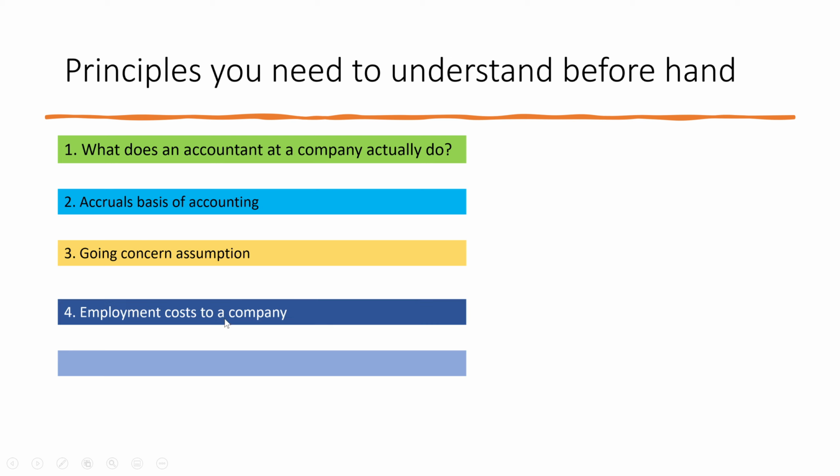We need to understand what sort of employment cost a company incurs, because that will influence how we test the company. And the fifth is understanding the basic taxes that a company has to comply with, that most companies have to comply with.